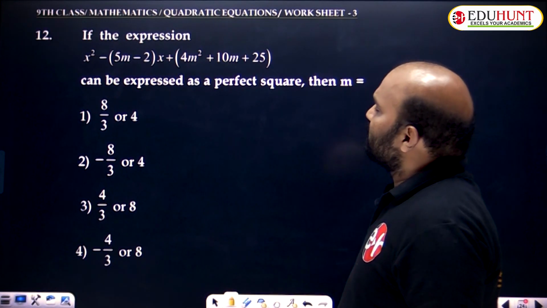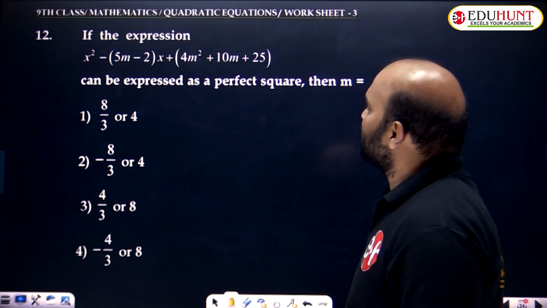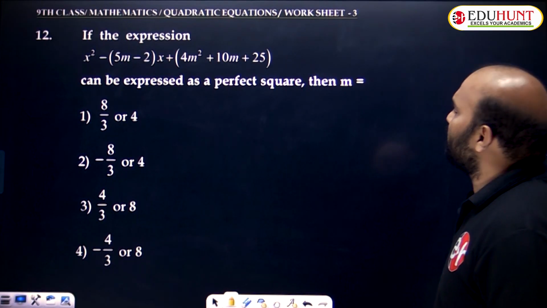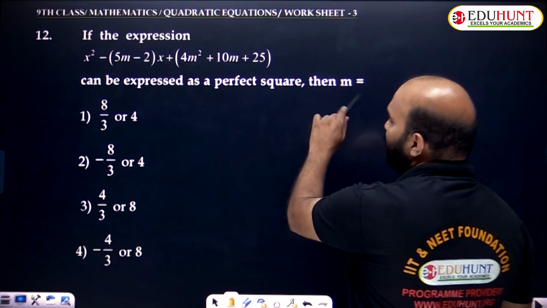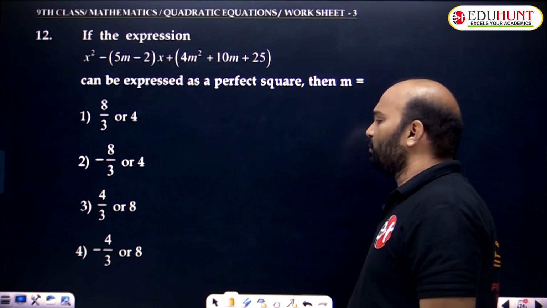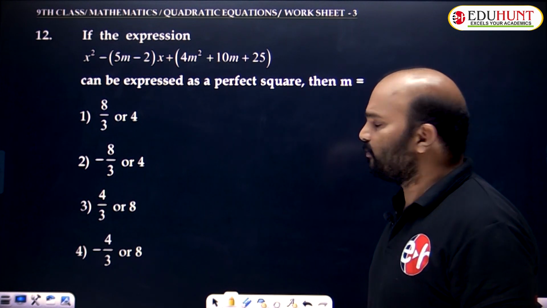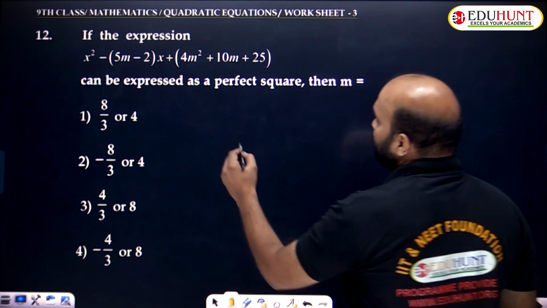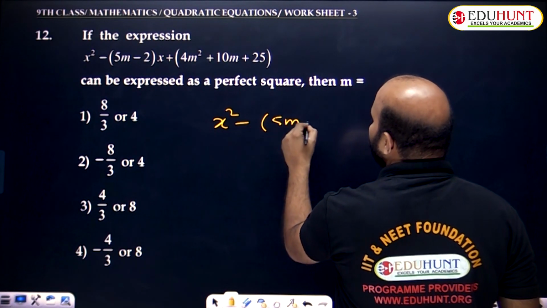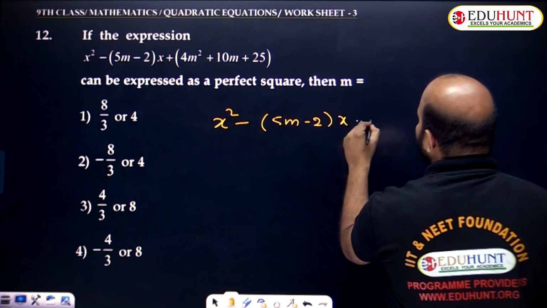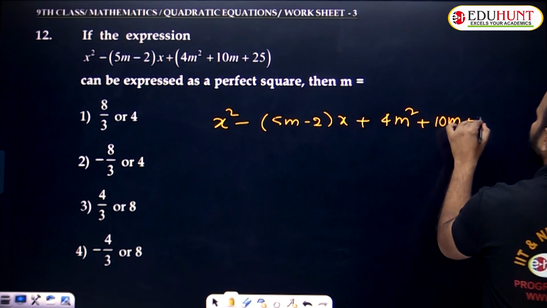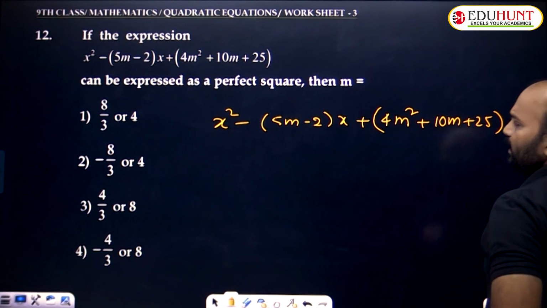If the expression x square minus (5m minus 2) into x plus 4m square plus 10m plus 25 can be expressed as a perfect square, then find the m value. Option 1: 8 by 3 or 4. Option 2: minus 8 by 3 or 4. Option 3: 4 by 3 or 8. Option 4: minus 4 by 3 or 8. So this is the given quadratic equation: x square minus (5m minus 2) into x plus 4m square plus 10m plus 25.